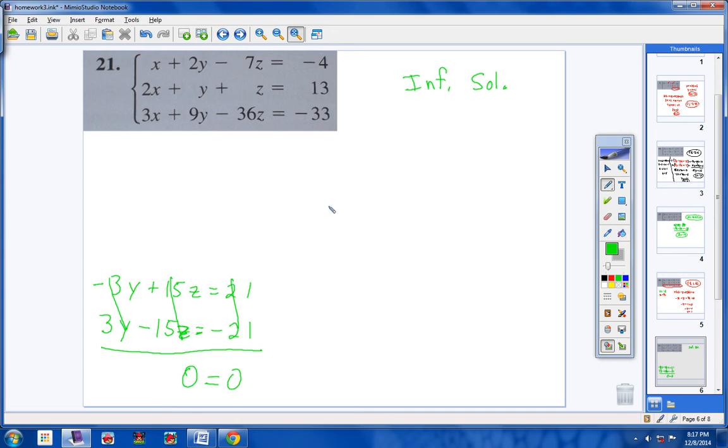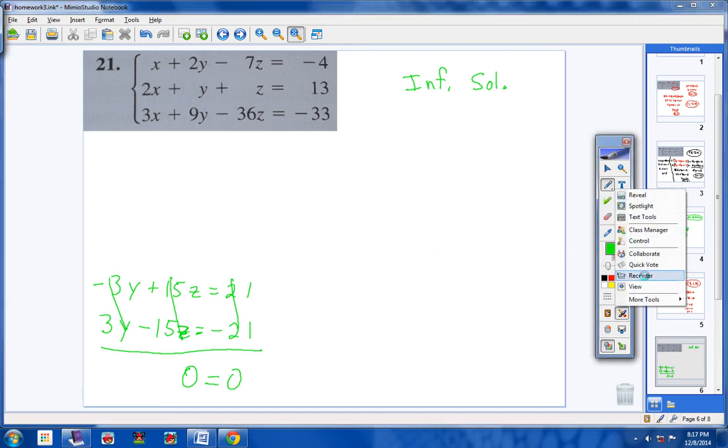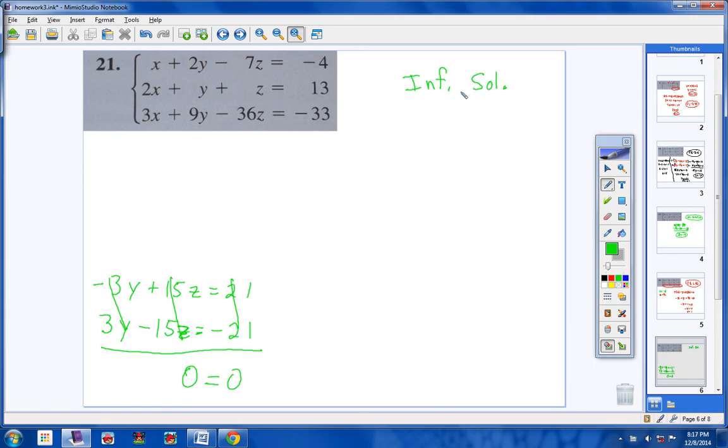I always want you to solve for y with z. In other words, you're going to write y in terms of z. So what we have to do is take one of these equations here and get y by itself so that z is on the other side of the equation. I always want you to do that, students, when you have an answer of infinite solutions. Always.